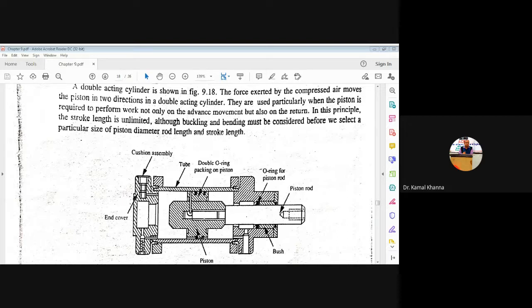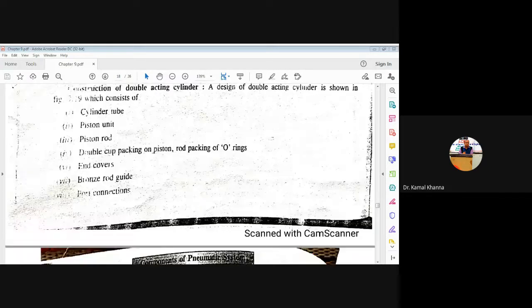Also, buckling and bending is a concern for this particular kind of piston, because if buckling or bending occurs in the piston, it cannot provide the actual delivery stroke in the forward direction or in the backward direction.